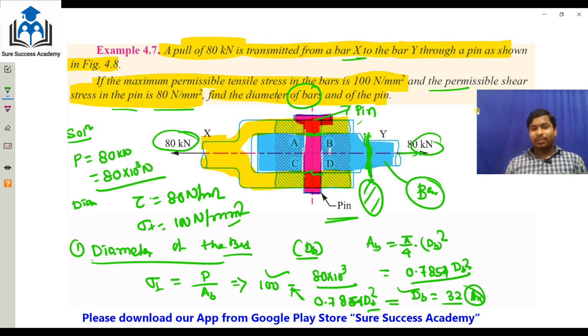Now here what is happening, the pin will shear off on the two sides. So two resisting areas are there. The pin shears off in 2 places, so it will become 3 pieces, 1, 2, 3 pieces. So the resisting area is 2, and the pin will be in shear stress.